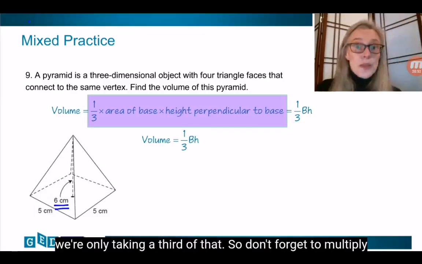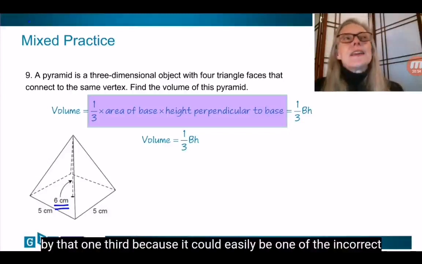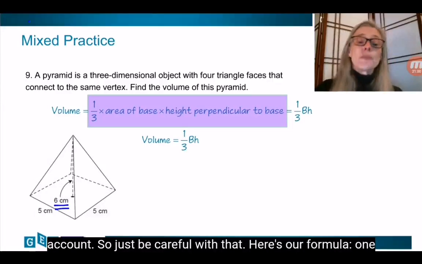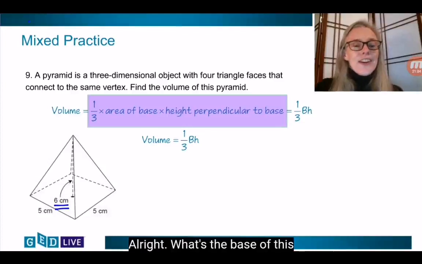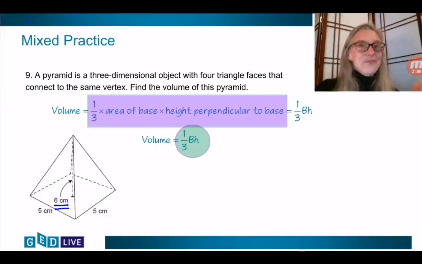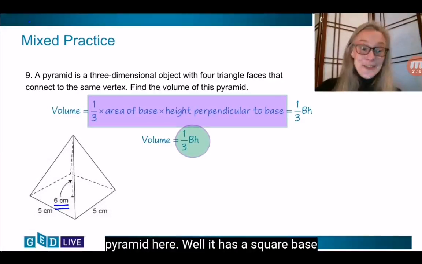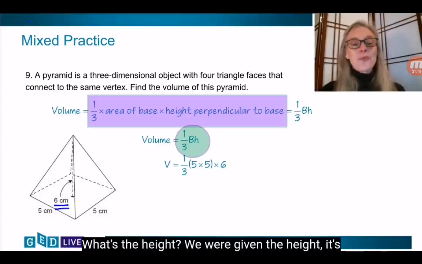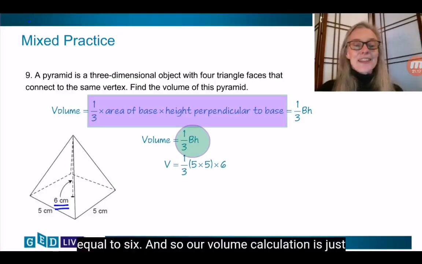So don't forget to multiply by that 1/3, because it could easily be that one of the incorrect answer choices is one where that 1/3 is not taken into account. So just be careful with that. Here's our formula, 1/3 base times height. All right, what's the base of this pyramid here? Well, it's got a square base with 5 centimeters on each side. What's the height? We were given the height, it's equal to 6.